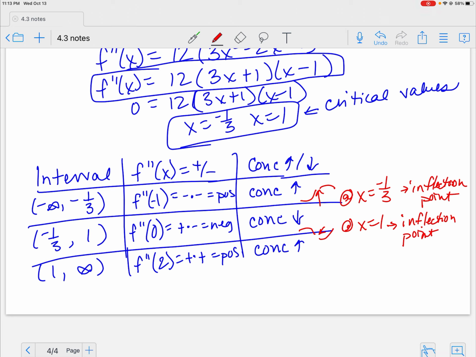So we need to get real good at this because we're going to use all of these characteristics to actually make graphs. That's coming up next. Ooh, it's so exciting.